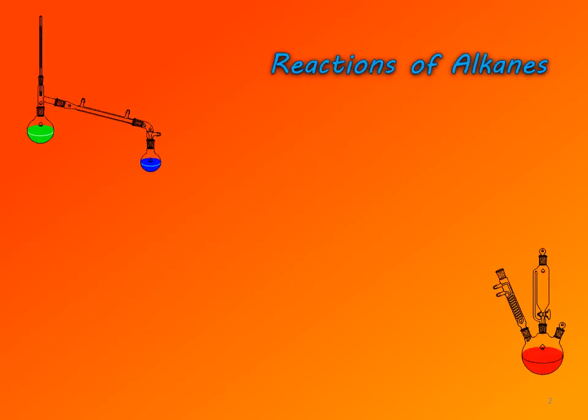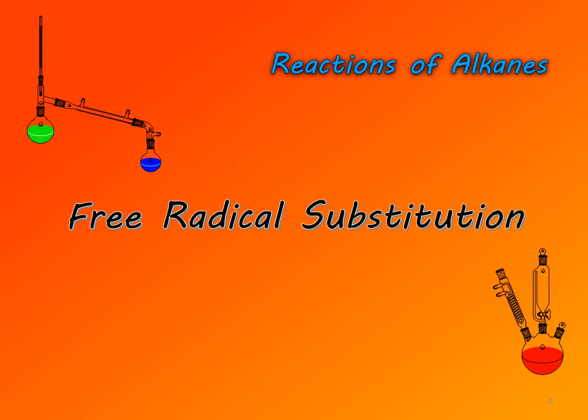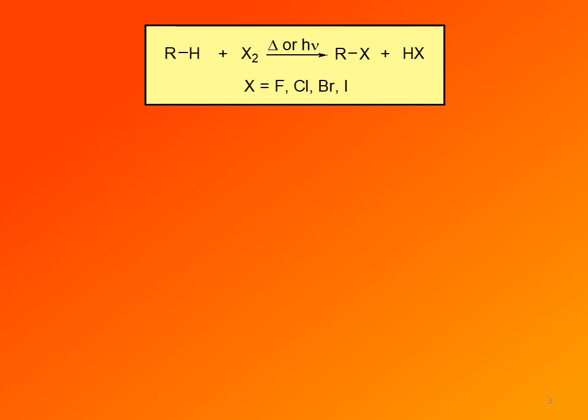In this video, we'll be looking into reactions of alkanes, specifically free radical substitutions of alkanes. In the reaction of an alkane with a halogen, a hydrogen atom of the alkane is replaced by a halogen. So the reaction is a substitution reaction.